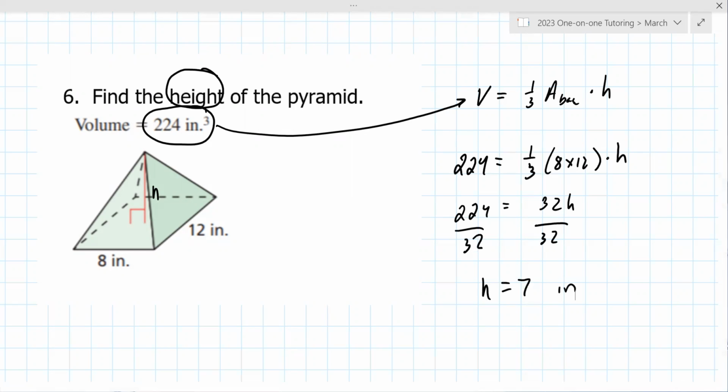So sometimes it works out nicely. It's always good to do the calculations twice. This one you can also work backwards. Once you know the height, and this would apply to a test or something, you would just assume you don't know the volume. It's like, all right, 1/3 times 8 times 12 times 7. Does that give me 224? Yes. Okay.